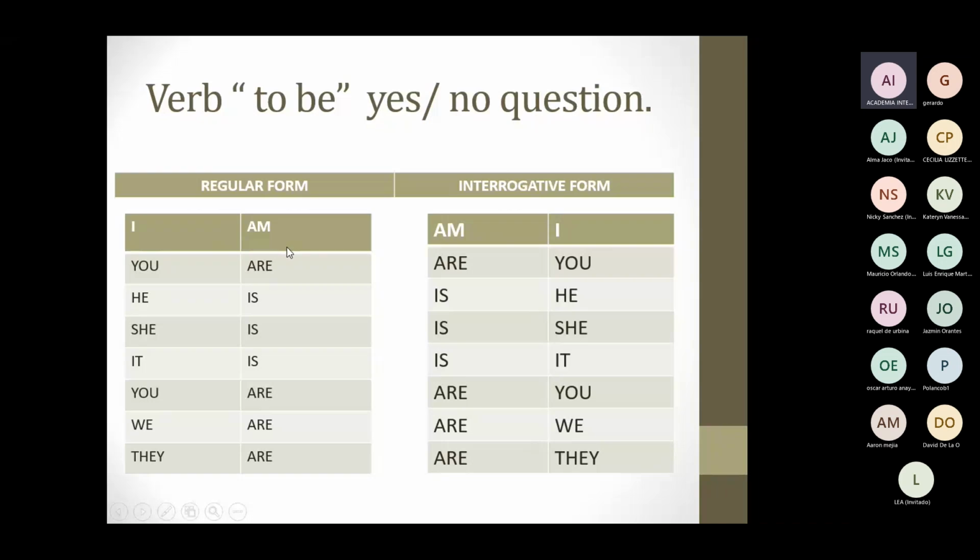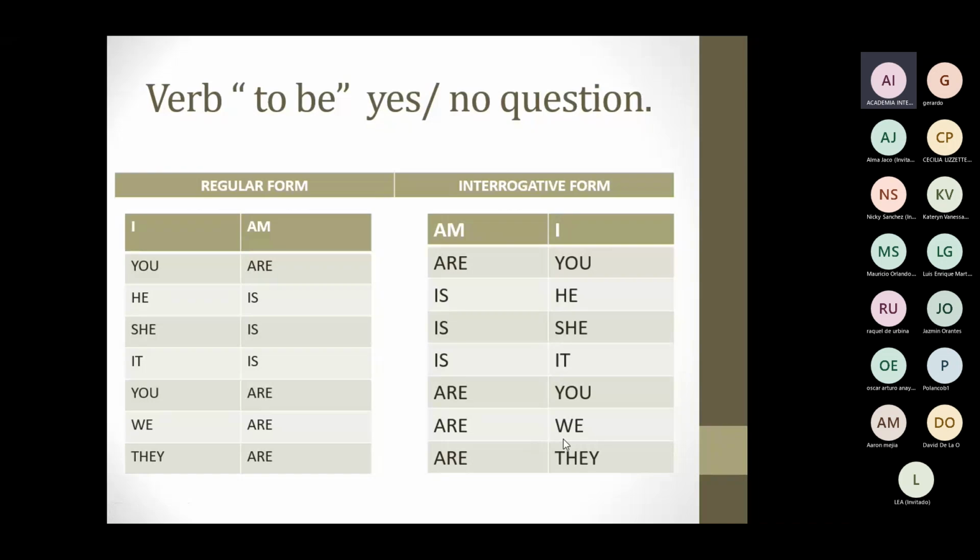This is in affirmative, but today everything will change, because in order to make a question using the verb to be, we have to change personal pronouns and verb to be. Why? Because these are in order to make affirmative sentences. And this one is in order to make interrogative sentences. What we have to change is to write or mention or pronounce at the beginning the verb to be. And then after the verb to be, después del verbo to be, we need to write the personal pronoun. But how are we going to pronounce that?